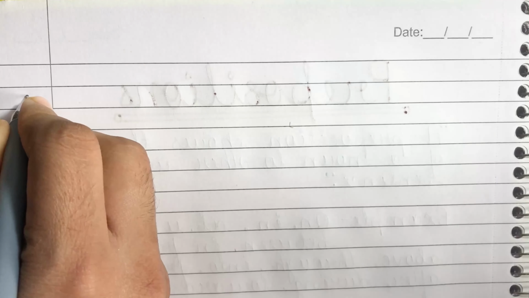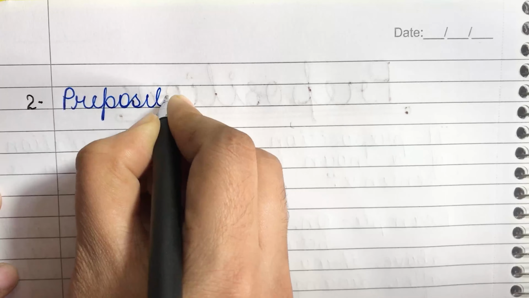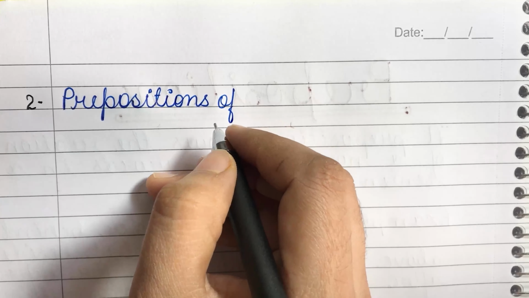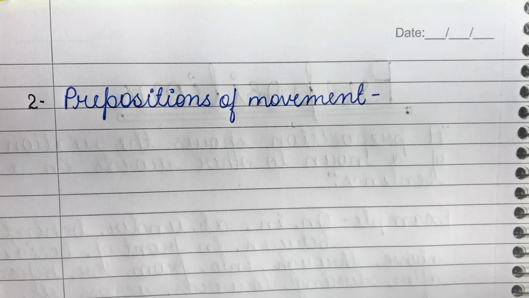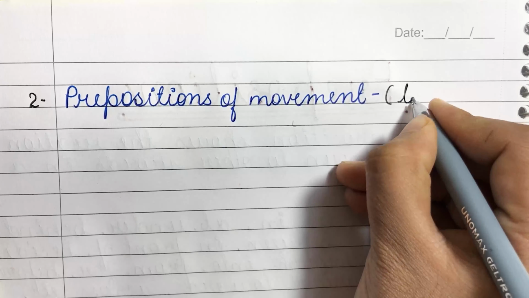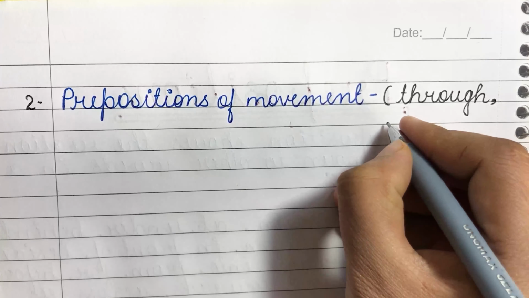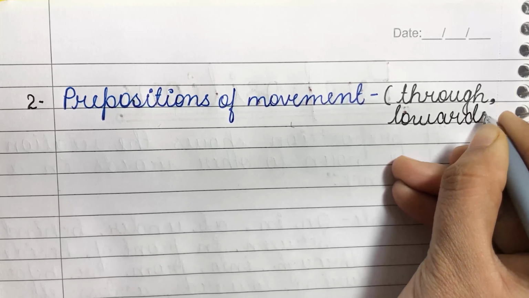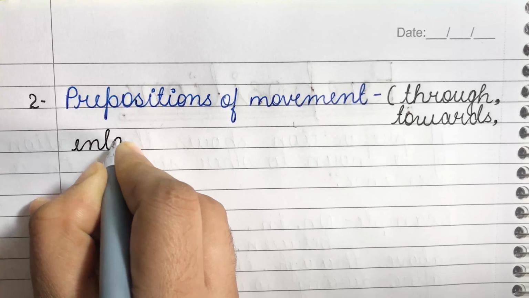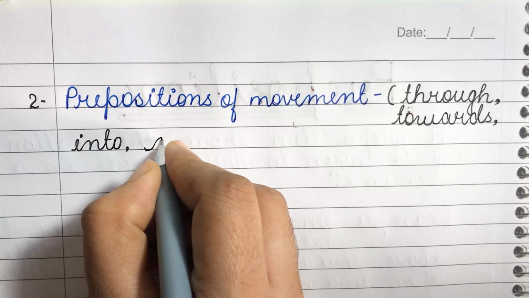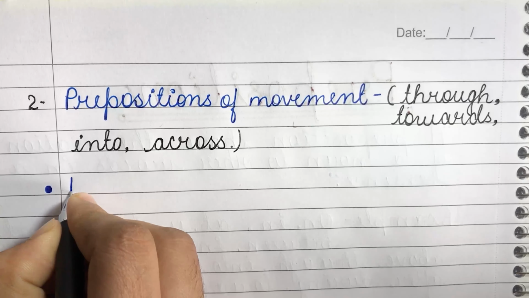Second one, prepositions of movement. Here are some examples of prepositions of movement like through, towards, into, across, etc.